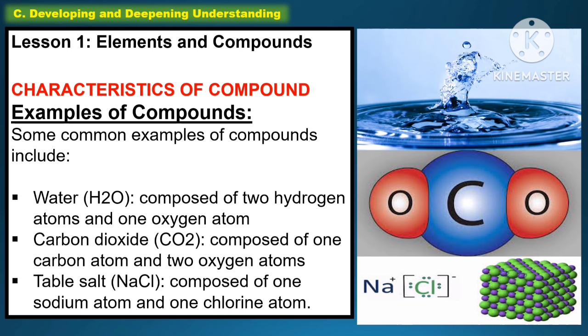The following are the examples of compounds. Some common examples of compounds include water, or H2O, which is composed of two hydrogen atoms and one oxygen atom. Another one is carbon dioxide, or CO2. It is composed of one carbon atom and two oxygen atoms. The last one is table salt, or NaCl. It is composed of one sodium atom and one chlorine atom.